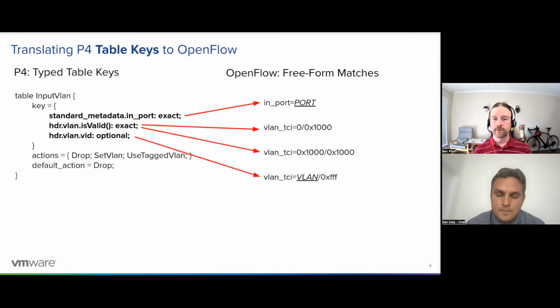P4 has a bunch of different match types. Most of them translate okay into OpenFlow's ternary matches. An optional match, like the one on VLAN vid here, can become no match at all in OpenFlow or an exact match on the vid bits in the OVS VLAN TCI field.